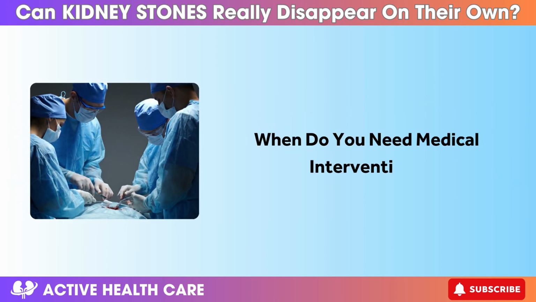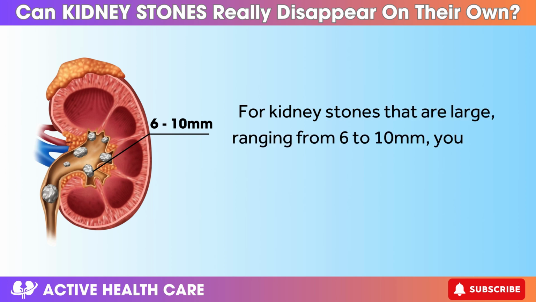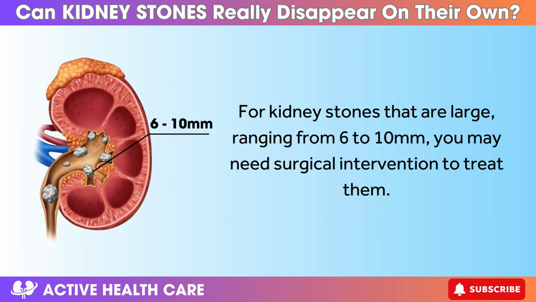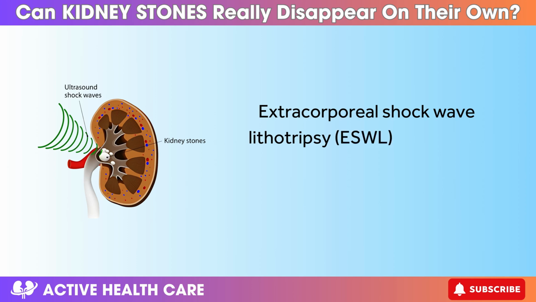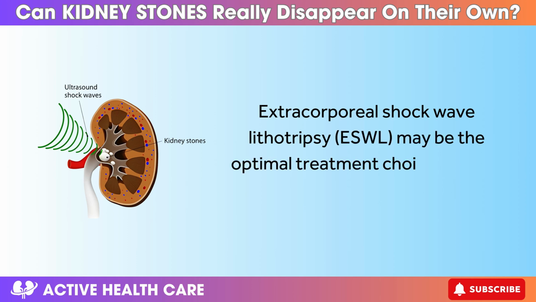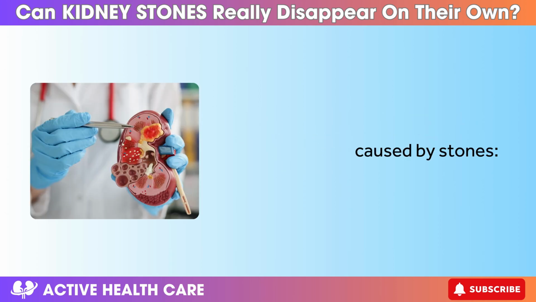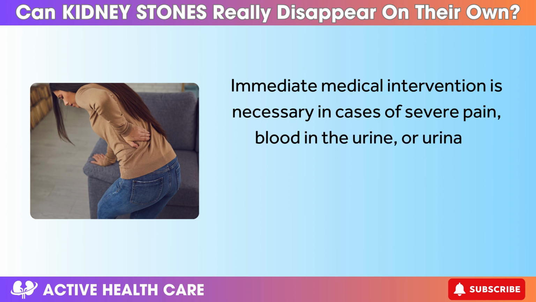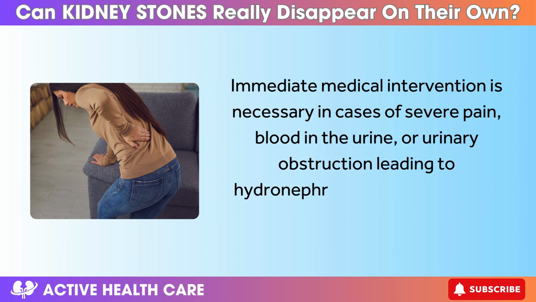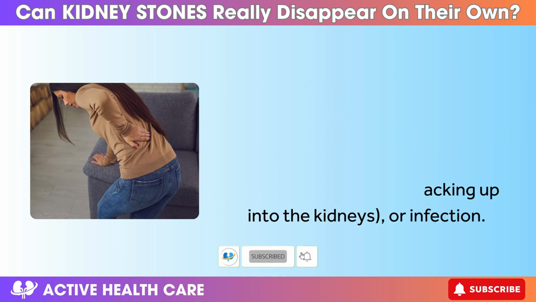When do you need medical intervention? For kidney stones that are large, ranging from 6 to 10 millimeters, you may need surgical intervention to treat them. Extracorporeal shock wave lithotripsy, ESWL, may be the optimal treatment choice in these cases. Complications caused by stones: immediate medical intervention is necessary in cases of severe pain, blood in the urine, or urinary obstruction leading to hydronephrosis, urine backing up into the kidneys, or infection.